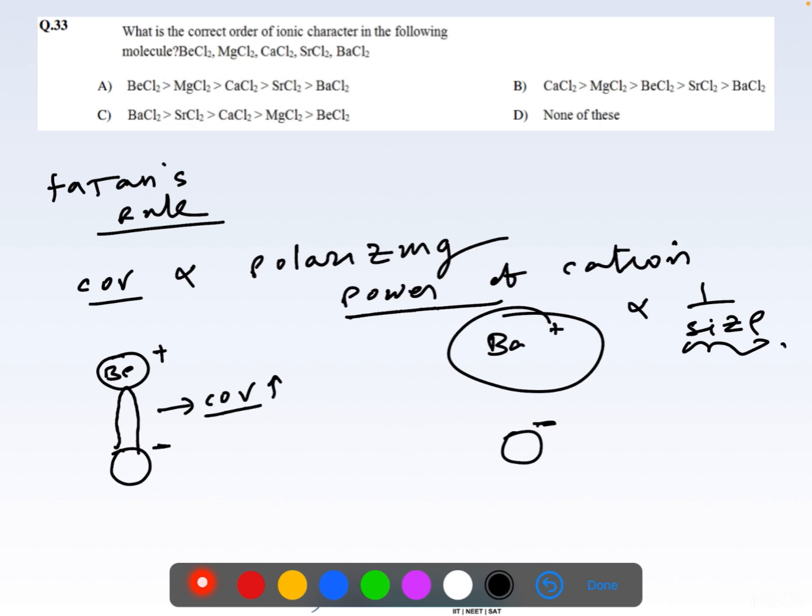Since the polarizing power is inversely proportional to size, barium has less polarizing power. Here the electron cloud of Cl- is distorted to a lesser extent. Therefore, it will have the most ionic character. So the correct option is that the ionic character will be highest for barium chloride and least for beryllium chloride, option C.